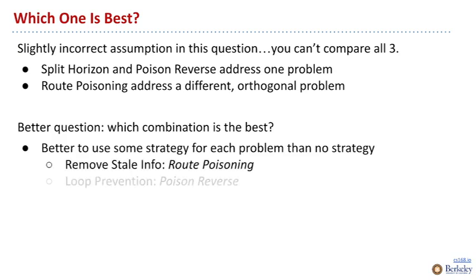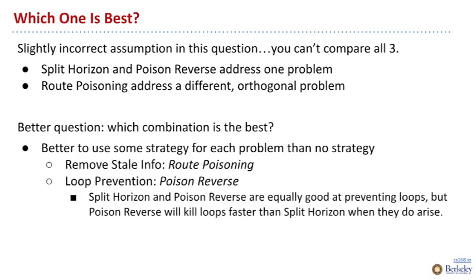To put it shortly, it's better to use some strategy to solve a problem than none. And it's just route poisoning or nothing. And for loop prevention, poison reverse was just as good as split horizon, but when loops do arise, direct loops arise, poison reverse squashes them more quickly.